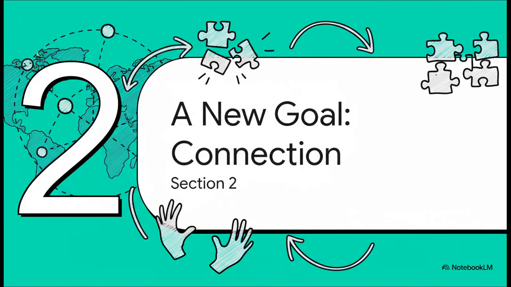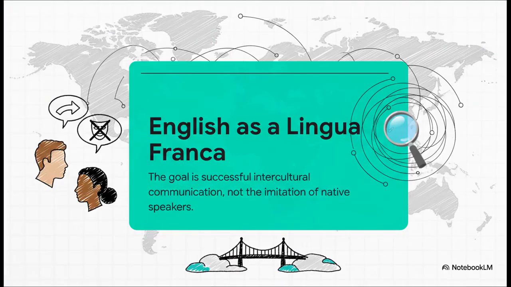Okay, so if we're throwing out that old native target, what do we replace it with? What should we be aiming for instead? Well, the answer is actually a lot simpler and, I think, a lot more powerful: connection. And this brings us to this really important idea: English as a lingua franca, or ELF for short. Now, this isn't some new version of English. It's a whole new way of seeing English. The goal completely shifts. It moves from imitation to simply successful communication. It's not about sounding like someone else. It's just about making sure you're understood.